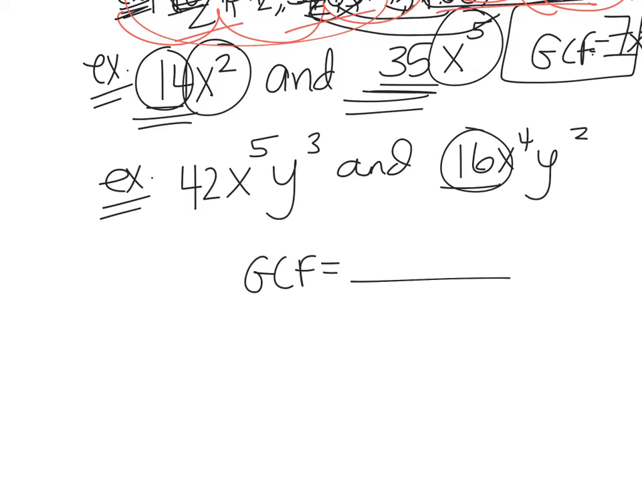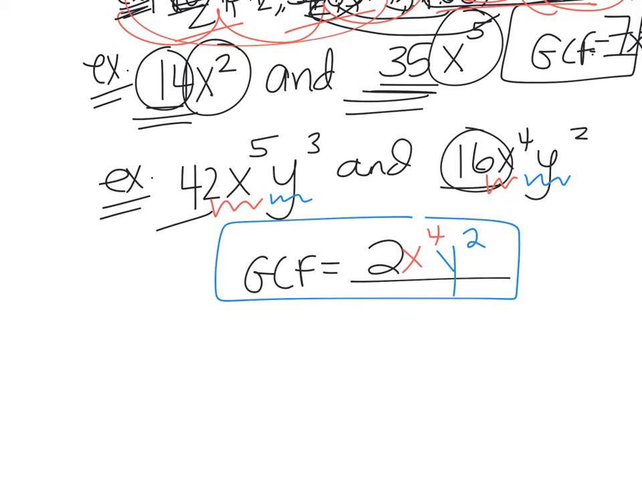Can 2 go into 16? Yes. Can 2 go into 42? Yep. So now we treat each variable separately. X to the fifth and x to the fourth: my smallest exponent is x to the fourth. Y to the third and y squared: my smallest exponent is y squared. And I'm done.